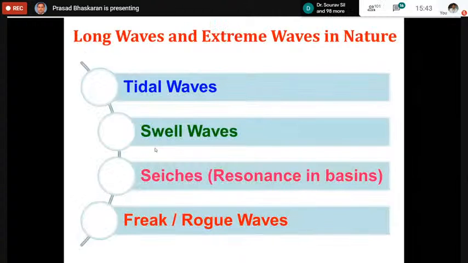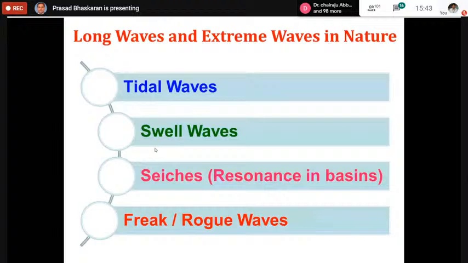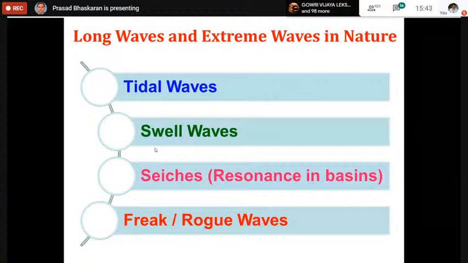Now, there are long waves and extreme waves that you have in nature. Tidal waves are one among that. Then you have got swells. Swells are basically the long waves. Then you have got a different type of wave system called the seiches, or the resonance in the open harbor. And extremely dangerous waves are called the freak waves or the rogue waves.